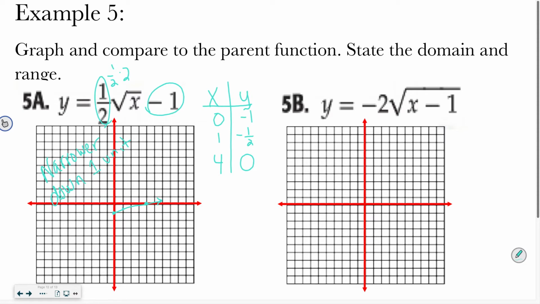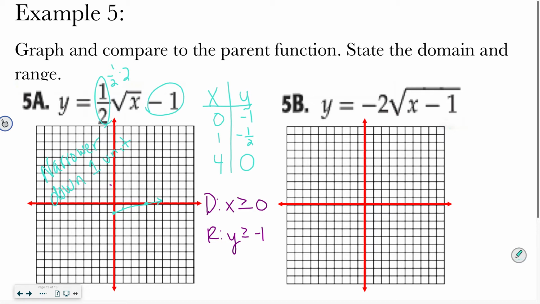And then our domain and range, our domain is our x value, right? And our x values are anything greater than or equal to 0. And then we have to do the range. In our range, we have anything greater than or equal to -1. Okay? So that's how you do these problems. You graph. You say, is it narrower? Is it wider? And then you simply state, does it go up or down? Does it go left and right, like it did in the last example? And then state the domain and range.